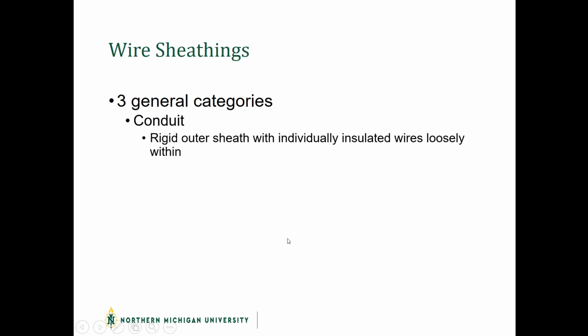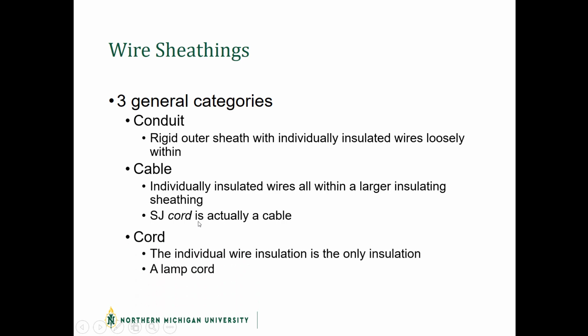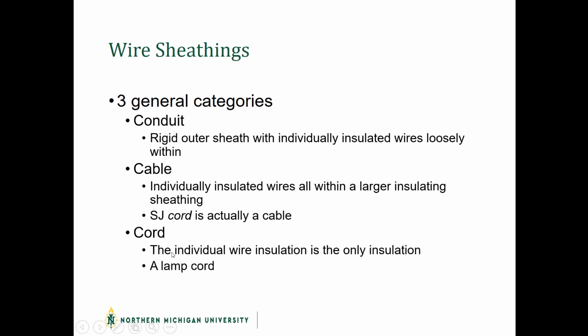So there are generally three categories of wire sheathing. Conduit is number one here. We've got some sort of rigid outer sheath with all the individual wires loosely within. We have cable, which, we talked about SJ cord, is actually a cable. We use that a lot in all of our wiring within our buildings, where we have individually insulated wires within a larger insulating sheathing or jacket. And then we have a cord. A cord is where the individual wire insulation is the only insulation. If you think of a lamp cord or anything that you would typically plug in, you would just have the wires with one insulated sleeve around them.